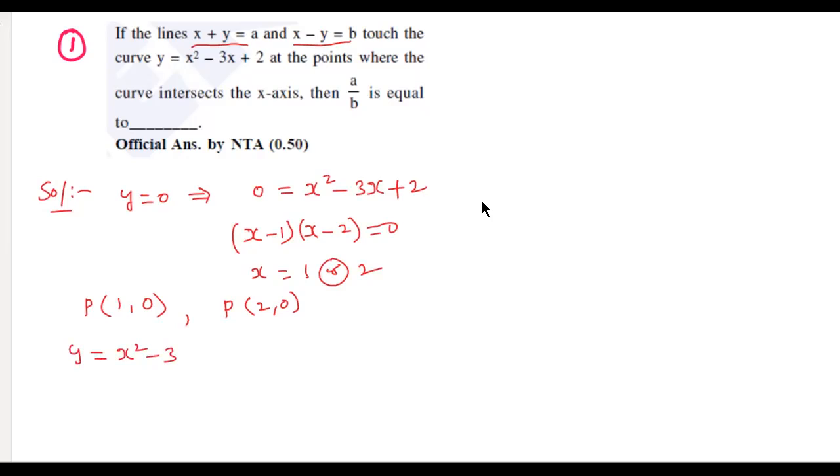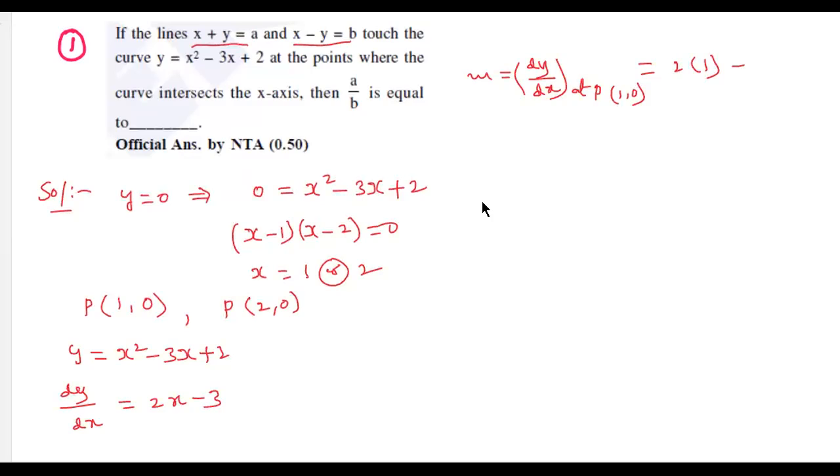Now first take the curve and do the differentiation. The curve is x square minus 3x plus 2. Now apply the derivative: dy by dx is equal to 2x minus 3. Now what is the slope of the tangent? Slope of tangent dy by dx at point P, which is 1 comma 0, is equal to 2 into 1 minus 3, that is equal to minus 1. So slope of tangent is minus 1.